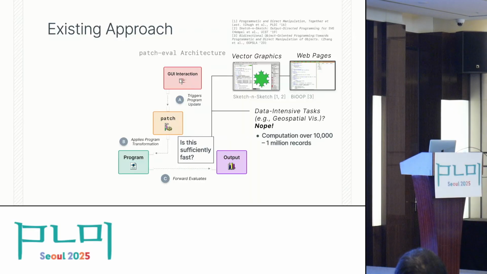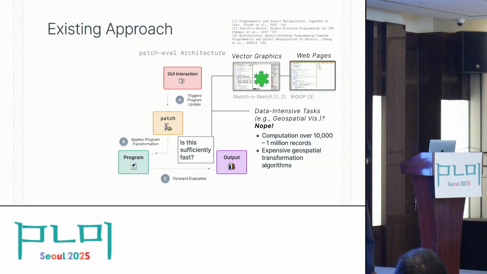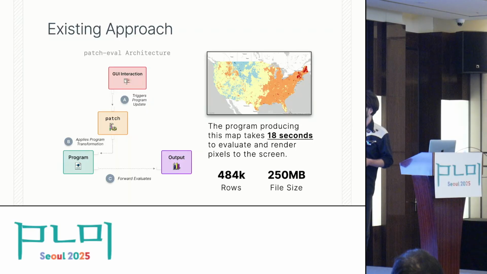Well, in our context, it's pretty common to have computation over tens of thousands to millions of records. We're often running these very expensive geospatial data transformation algorithms in a resource-constrained environment like a web browser. And then we have a very heavy graphics workload in WebGL. To give just one example, here's a reproduction of a map published in the Washington Post. The JavaScript program that produces this map takes 18 seconds to evaluate and fully render the pixels to the screen. In this case, it makes some sense why: we're computing over nearly 500,000 rows and about a quarter GB of data, all of which has to be parsed and stored in memory. So in general, forward evaluation in this context is just going to be way too slow for an interactive system.